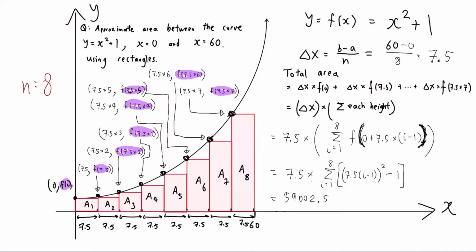So basically, when I say sum of each height, what I mean is f of 0 plus f of 7.5 plus all these purple guys. Then the short form is the summation notation here. Since you have f of this expression, it just means that everywhere that had an x, you replace with 0 plus 7.5 times I minus 1. So that's what I did over here. 0 plus can just ignore, so it's just 7.5 bracket I minus 1, bracket power 2 minus 1. And then you take the summation from I equal to 1 to 8.